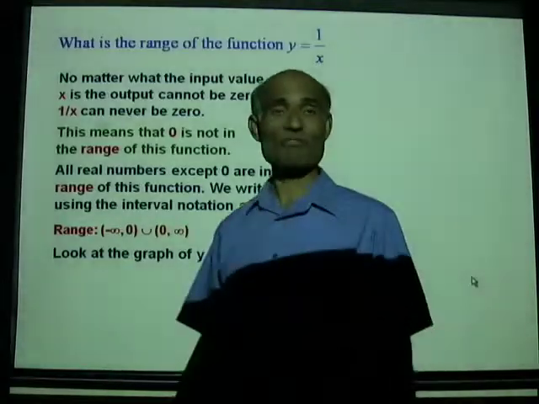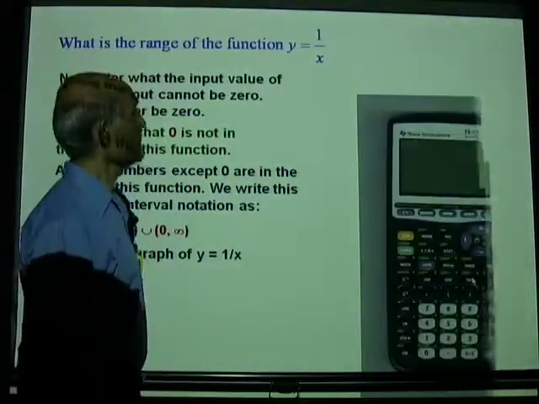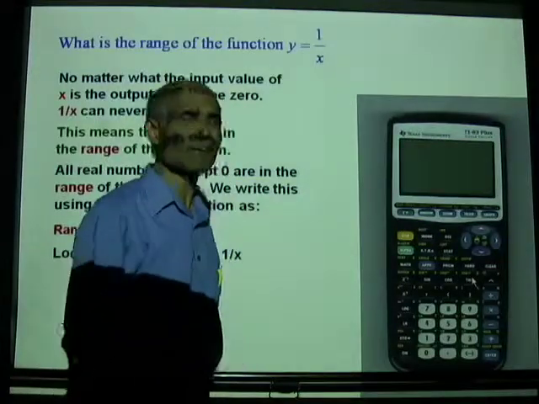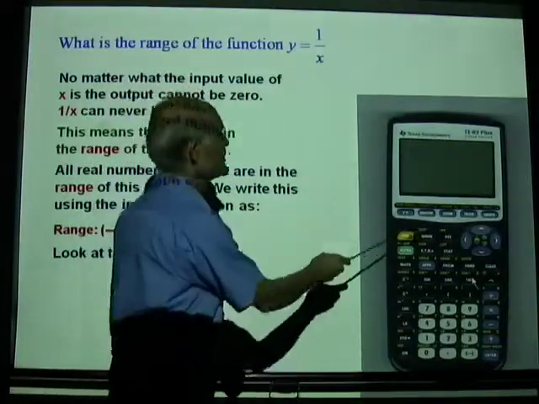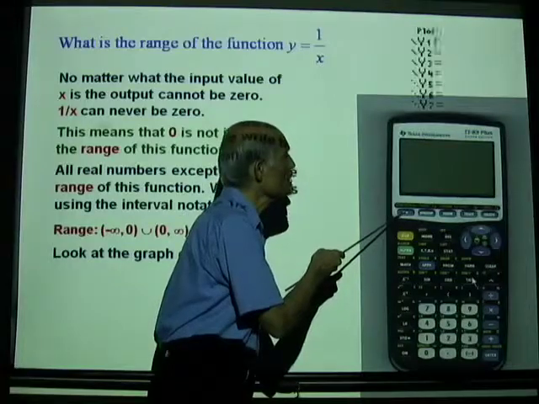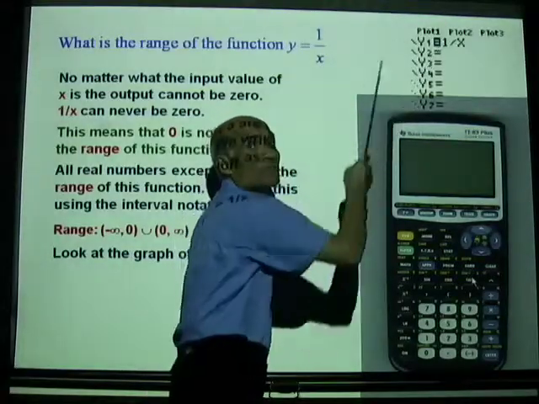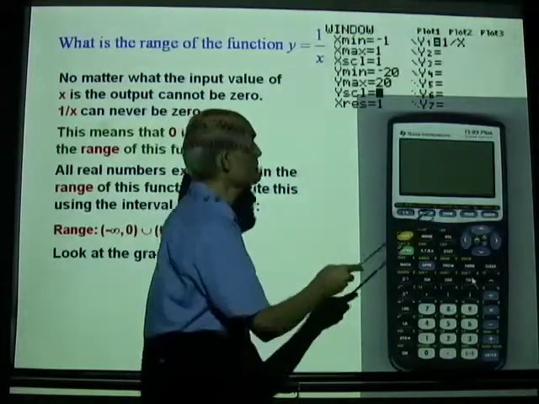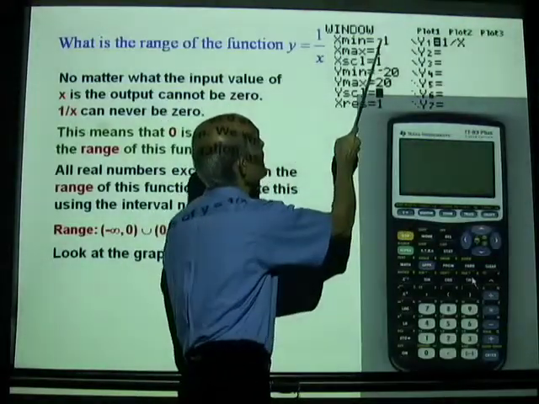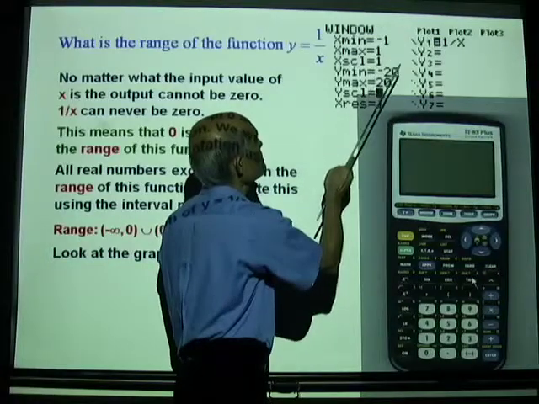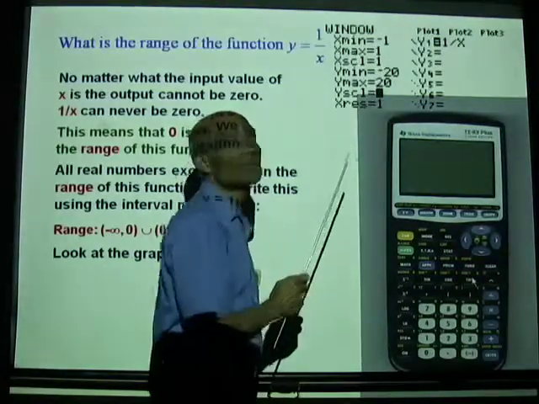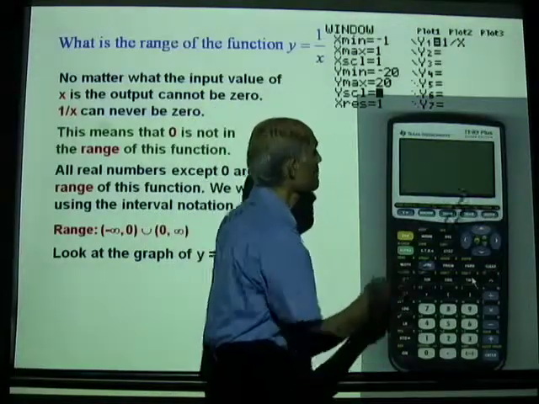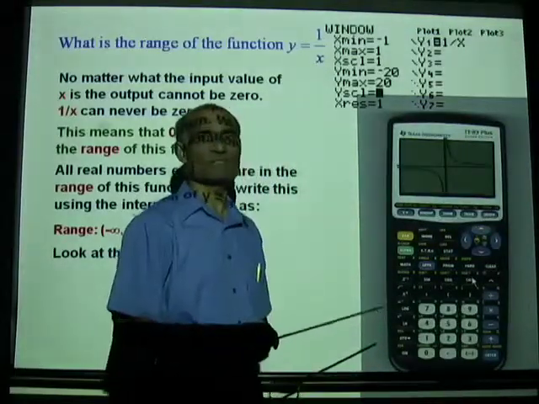Okay, let's look at the graph of 1 over x. When you listen to this lecture, keep the calculator with you. This is how you do it. Press y equal to and type in 1 over x. And then go to window and type in x minimum -1, x maximum 1, y minimum -20, y maximum 20, and press graph.